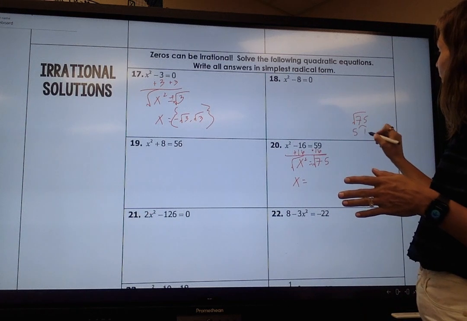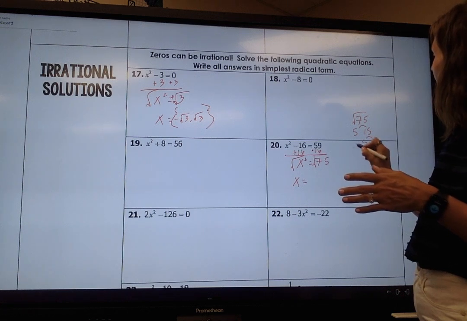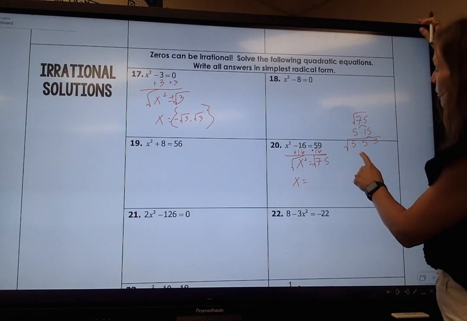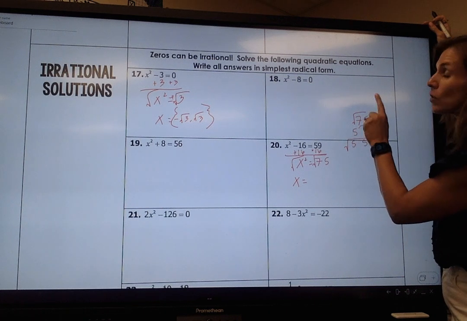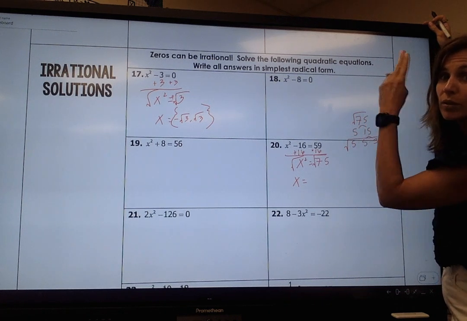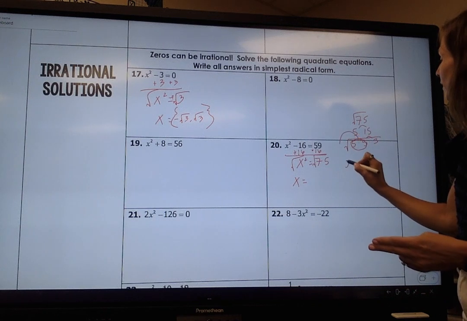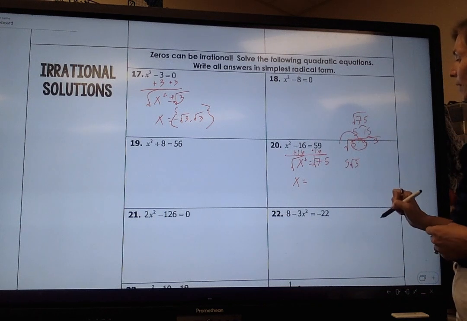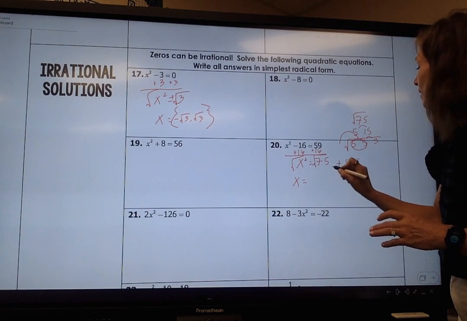5 goes into 75 15 times, and then I have 5 times 3 is 15. So underneath that square root, I would have 5 times 5 times 3. Remember, because it's squared, it takes 2 to come outside that box. So 5 comes outside, and then you have square root of 3 left over. And remember, it's plus or minus.